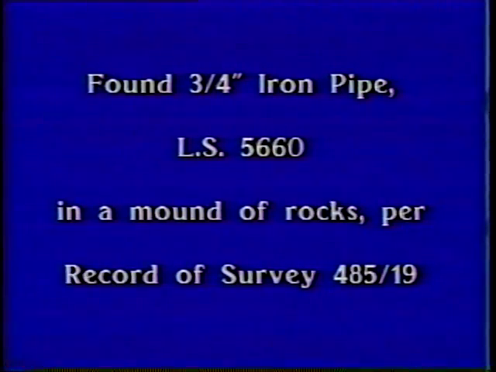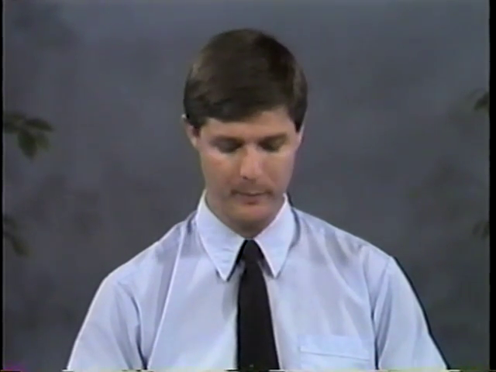If the monument is found, describe it in detail, the characteristics of the monument, and the reference to which the references to that point being set. For example, a found 3/4-inch iron pipe, LS number 5660, and found a mound of rocks per record of survey 485, page 19. This can be done with a table if desired. If there is no reference for the monument, indicate so with origin unknown. Indicate if the monuments are being accepted or unaccepted. This can be done graphically or by note. Untagged monuments that are accepted and used in the survey should be tagged by the surveyor preparing the map.